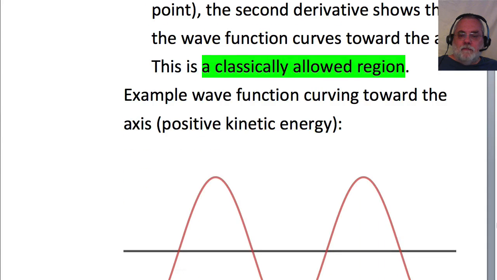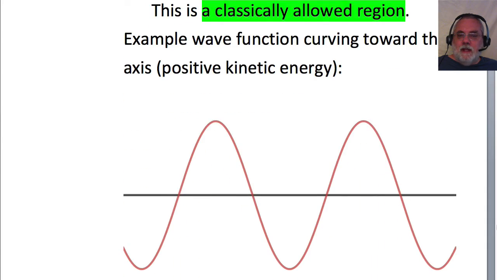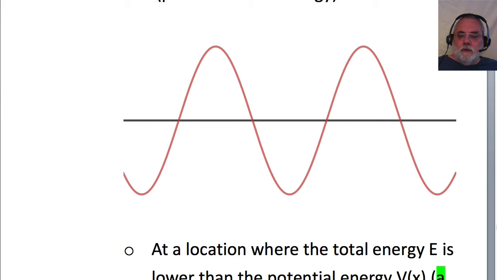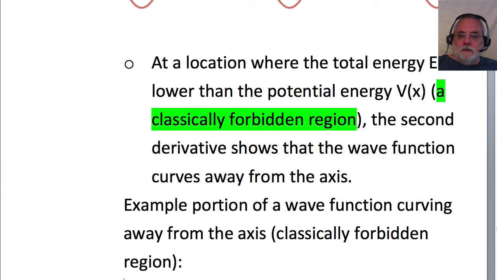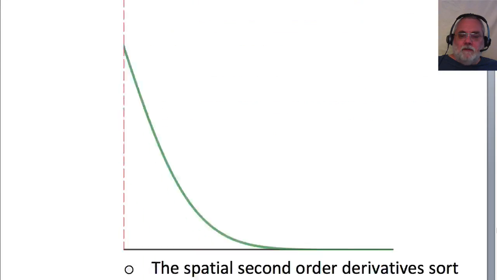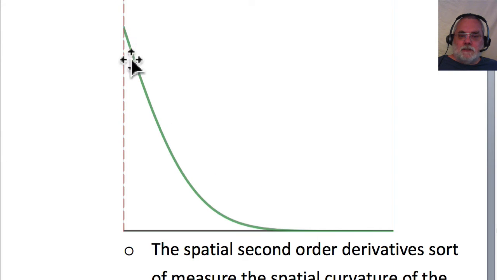Example: wave function curving toward the axis, positive kinetic energy, here is this sine wave. But at a location where the total energy is lower than the potential energy, a classically forbidden region, the second derivative shows that the wave function curves away from the axis. Here's an example portion of a wave function curving away from the axis in a classically forbidden region. This exponential is curving away from the axis.